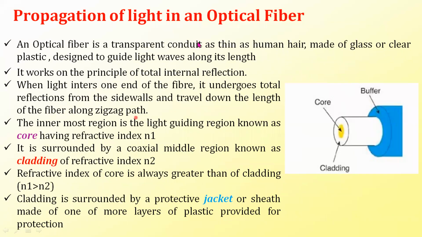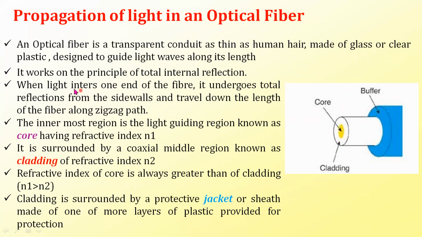Now let us understand the physics of propagation of light in an optical fiber. Before that, we should have an idea about the optical fiber. An optical fiber is a very transparent conduit, very narrow, of the order of micrometers. Its diameter is almost equal to the diameter of a human hair. It is made of glass or clear plastic, and it is designed to guide light waves along the path. The basic principle of operation is total internal reflection.